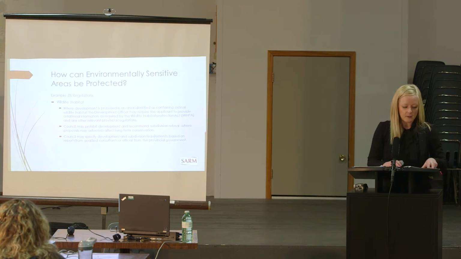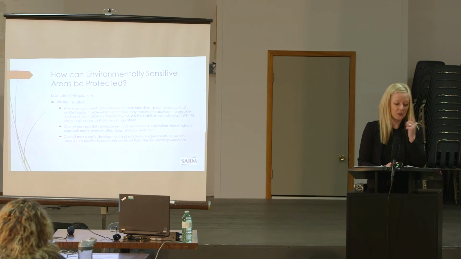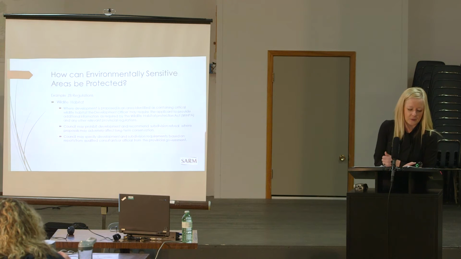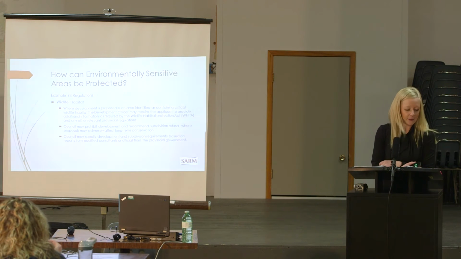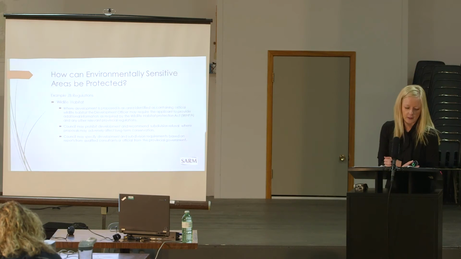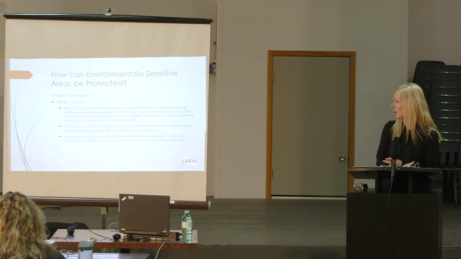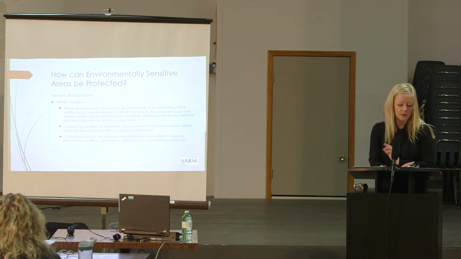Oh yeah, so as an example, in your zoning bylaw, I think I just found this one online. This is an example zoning bylaw regulation. They have identified wildlife habitat as a sensitive area. So where development is proposed in an area identified as containing wildlife habitat, the development officer or the administrator may require the applicant to provide additional information that's required by the Wildlife Habitat Protection Act. Council may prohibit development and recommend subdivision refusal where proposals may affect the long-term conservation of these areas. Council may specify development and subdivision requirements based on reports from qualified consultants or officials from the provincial government and so on. Okay, so those are the types of things you want to include because it does involve a number of different stakeholders. So it's really important to have good research and background information.